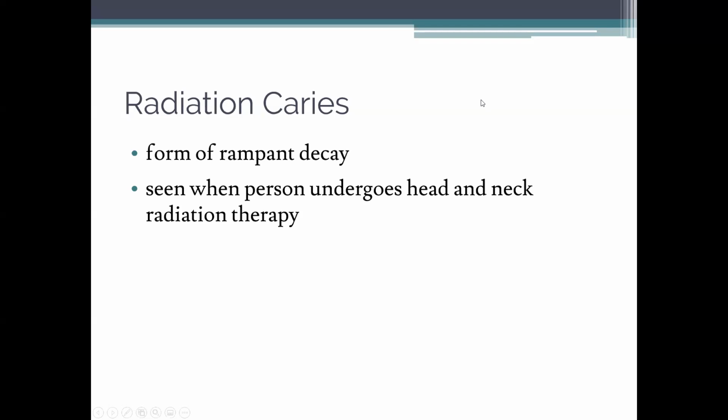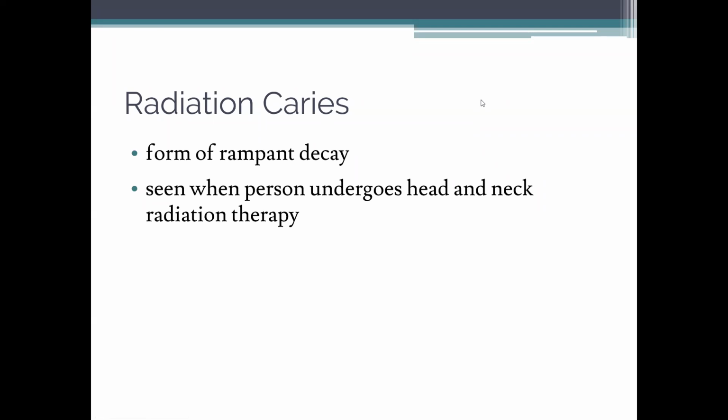The last one is radiation caries. Radiation caries is a type of rampant decay. If you remember, the rampant decay had caries everywhere. Well, this occurs post-radiation therapy. So if a person goes in for head and neck radiation, they have an oral cancer, they have to irradiate it to help kill or shrink the tumor.